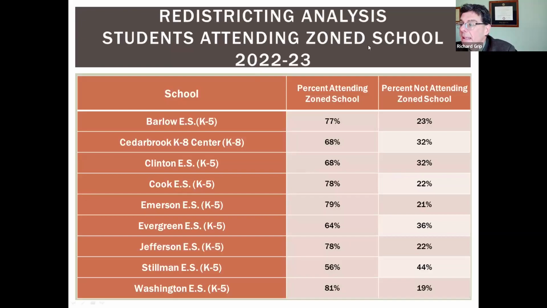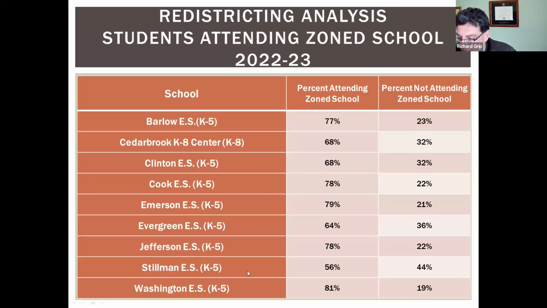One thing that we wanted to look at from our perspective was that we have students in your school district that are attending a different school for elementary school than what they're zoned to be going to. In other words, they live in a particular zone such as Barlow, but they don't actually go to the Barlow school. They go to one of the other schools within the school district.